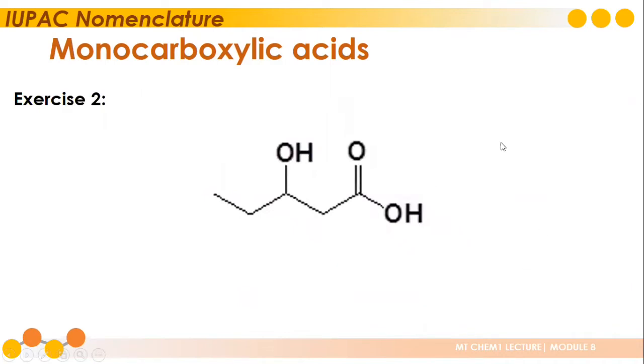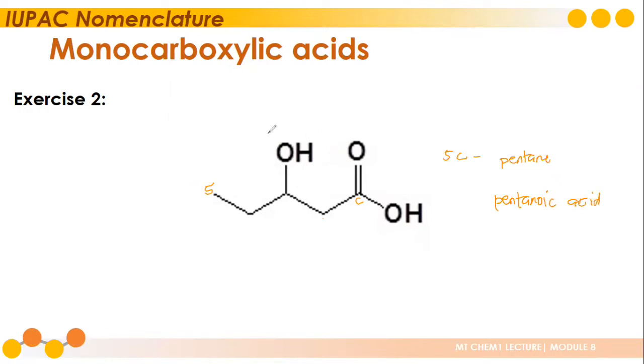For exercise number 2, we have this compound. For the first step, we have to identify and locate the carbon of the carboxyl group, which is located here because this is our carboxyl group. Next is find the longest parent chain. So we have 1, 2, 3, 4, 5 carbon length, which is pentane. Change E to oic acid, so this is now pentanoic acid.